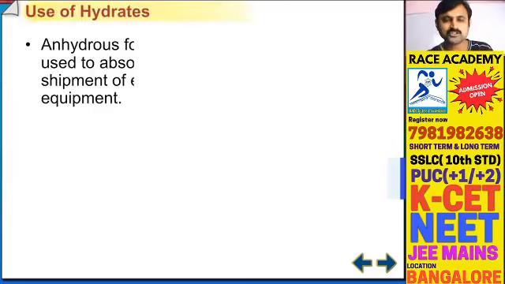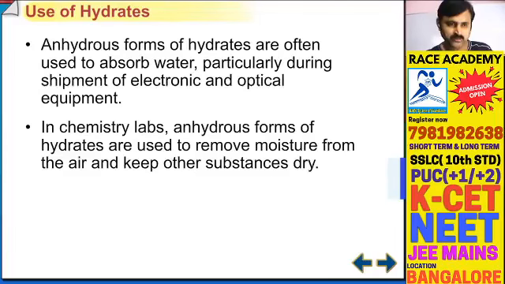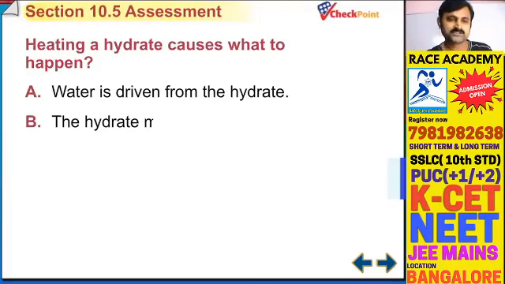So what are the uses of hydrates? Anhydrous forms of hydrates are often used to absorb water. Suppose you take anhydrous calcium chloride, it is used as a good dehydrating agent, particularly during the shipment of electronic and optical equipment. These are very important. In chemistry labs, anhydrous forms of hydrates are used to remove moisture from the air and keep other substances dry. That is the chemistry lab importance.